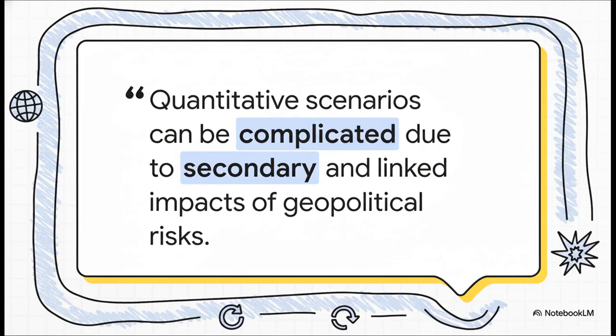And this is so important to get. A big geopolitical event is like dropping a rock in a pond. It doesn't just make one splash. It creates ripples, and then those ripples create more ripples. These secondary effects are incredibly hard to model with just numbers, which is exactly why this kind of qualitative, story-based scenario planning is so vital.